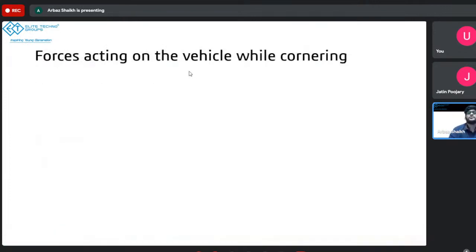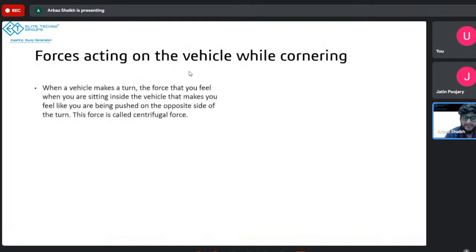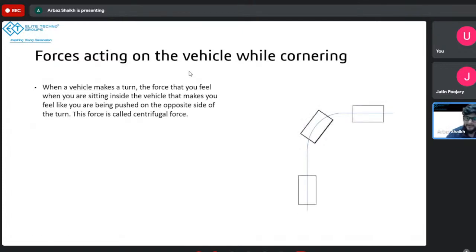So moving on, what are the forces acting on a vehicle while cornering? Whenever you are in a vehicle and you're making a turn, you feel that you are moving towards the outside of the vehicle, and that is called the centrifugal force. So consider this to be the vehicle going on a curved track. Again, let me just point out the laser pointer. If you're going like this, if you're sitting inside this vehicle, you'll feel a force in this direction. You will move outwards. If you're turning right, you'll move towards the left. That's what you feel when your vehicle turns, and that's the centrifugal force.